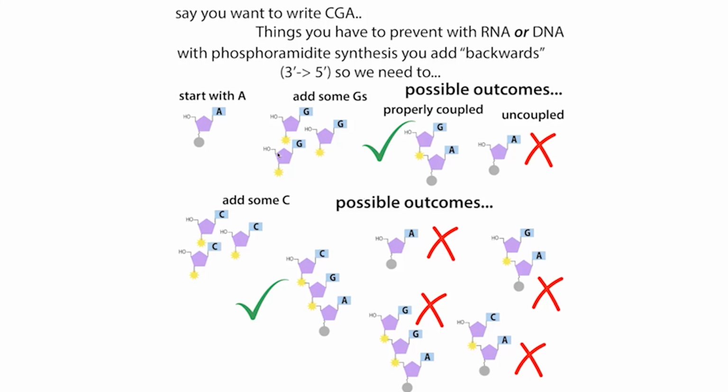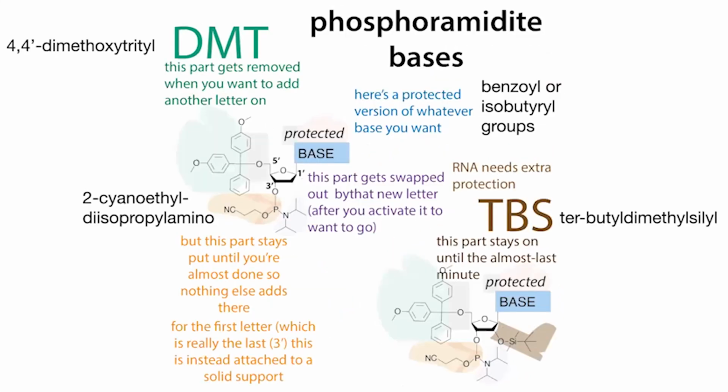Additionally, if you didn't have this group protected during the step where you were adding G's, you could have multiple G's be added, and you can also have multiple C's be added and things like this. So there's a lot of different sequences that you could end up with if you didn't have those reactive groups protected. And so we're going to need to protect those reactive groups.